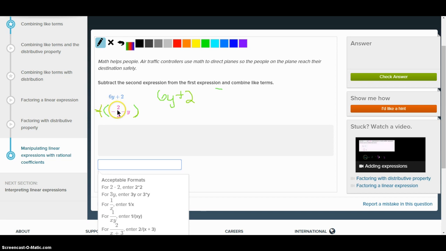So negative 1 times negative 2/3 is going to be 2/3. And then negative 1 times negative y, well, that's just going to be plus y.